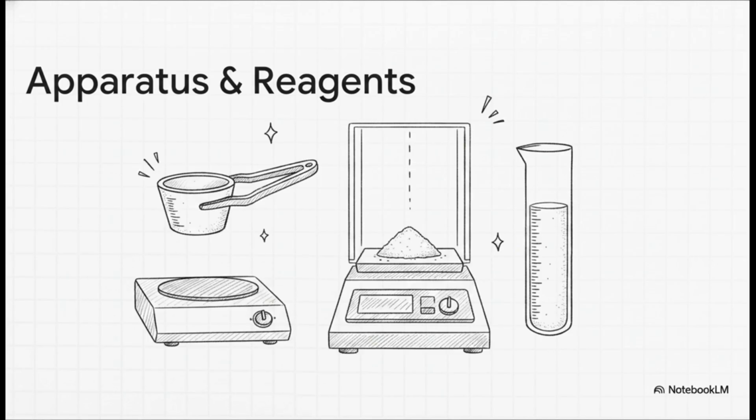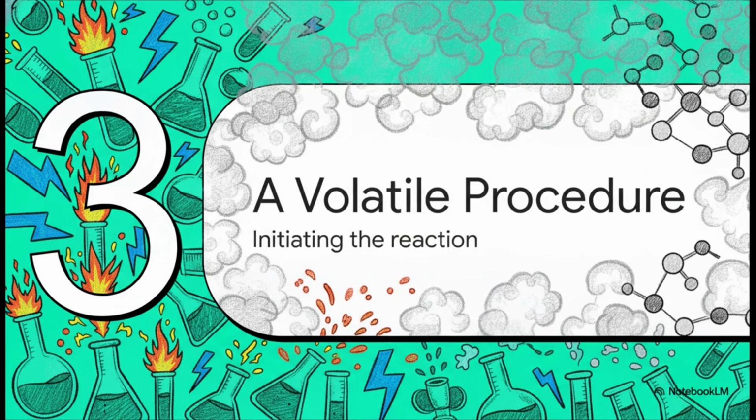We also need a hot plate, a glass rod, a measuring cylinder, and our two key players, about 0.25 grams of zinc powder and 6 molar hydrochloric acid, or HCl. Okay, lab is set up. Let's get into Section 3, a volatile procedure. Time to initiate the reaction.